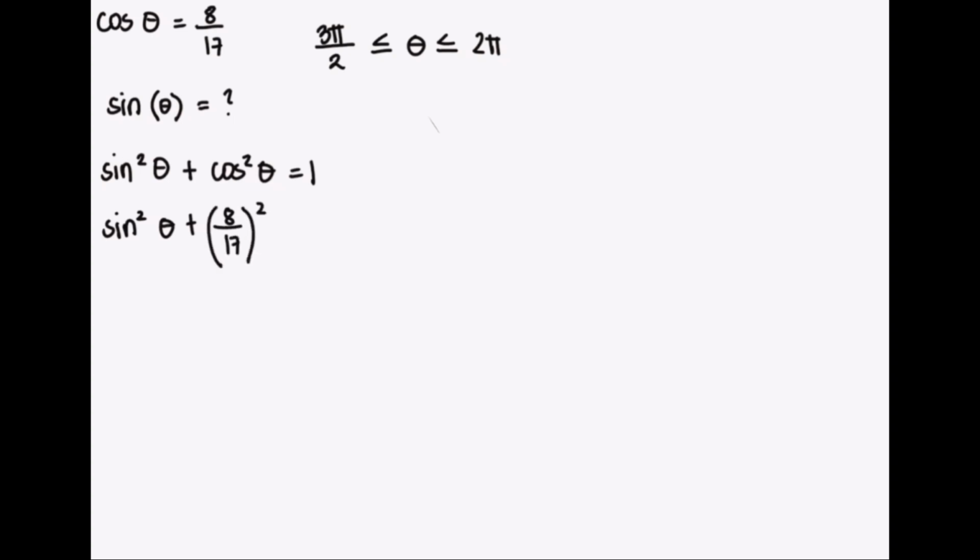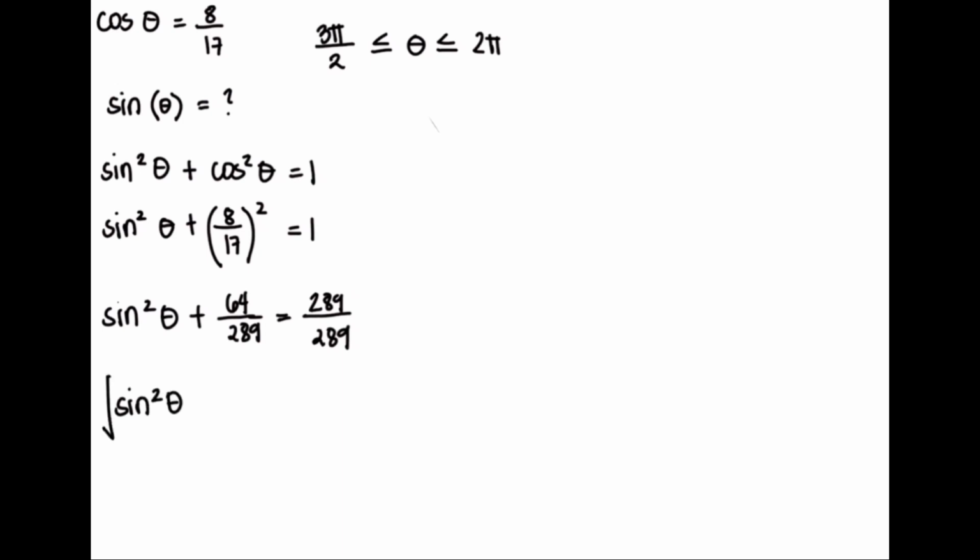Cosine is 8 over 17. Eight squared is 64, and 17 squared is 289, and 1, let's rewrite it as 289 divided by 289. Any number divided by itself is 1. So we have to subtract 64 from 289. So sine squared is equal to 225 divided by 289.